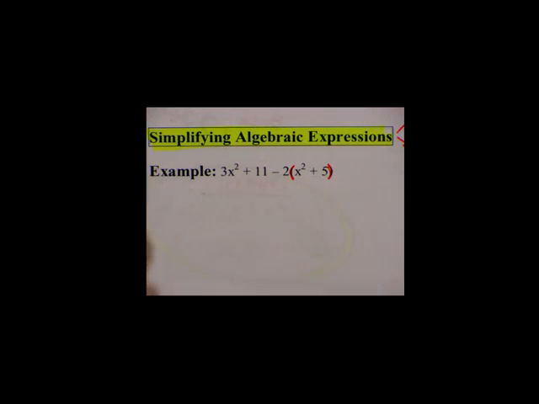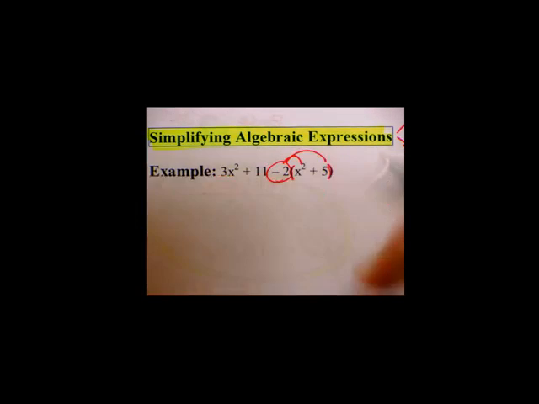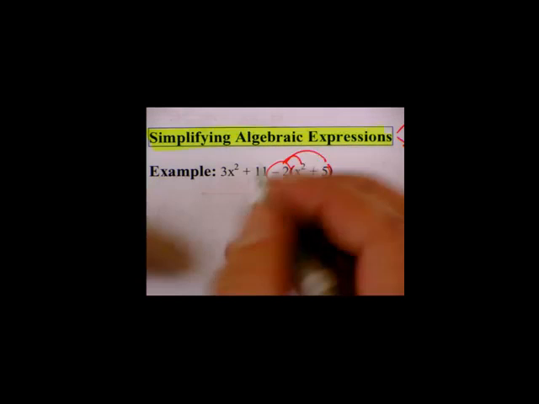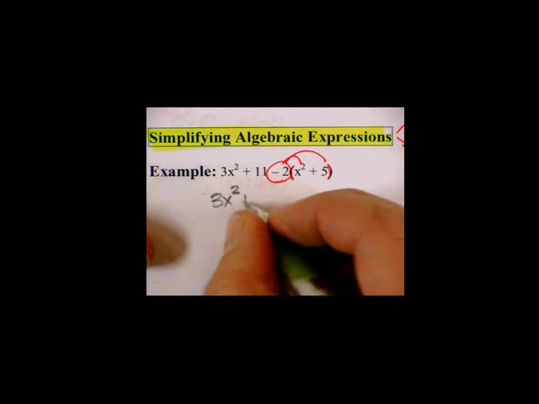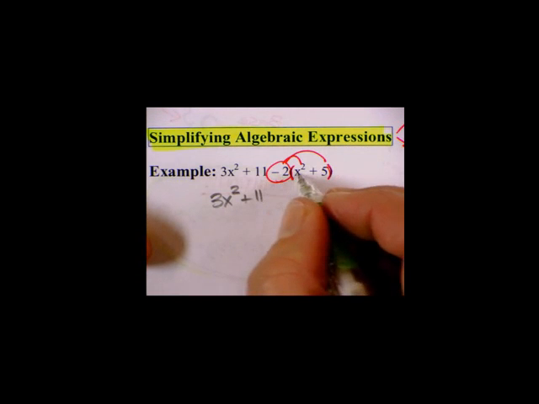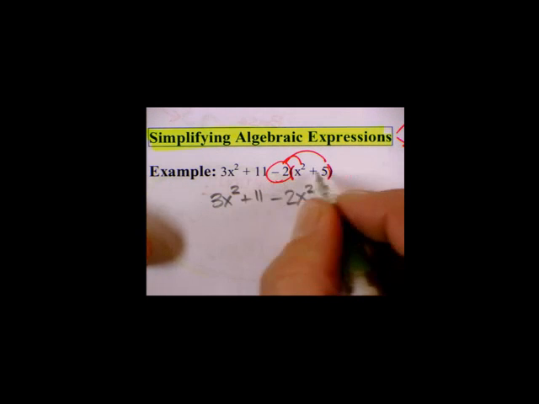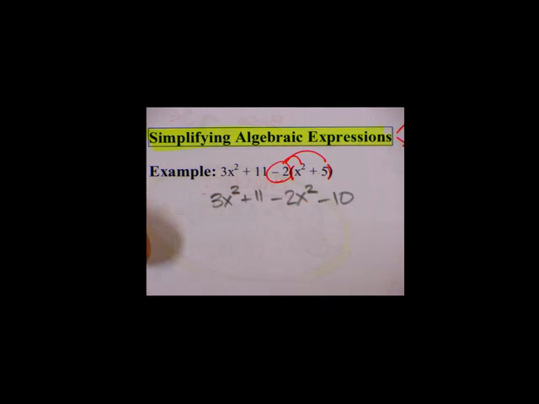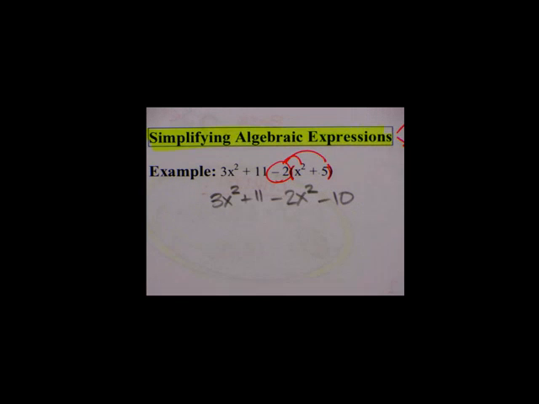Well, what am I multiplying by those parentheses? I'm multiplying a -2 into those parentheses. Nothing else changes. The 3x squared comes down. The plus 11 comes down. But then when I multiply -2 times x squared, what I get is -2x squared. -2 times +5 is -10. So that's the distribution piece. I have multiplied the -2 into my parentheses.